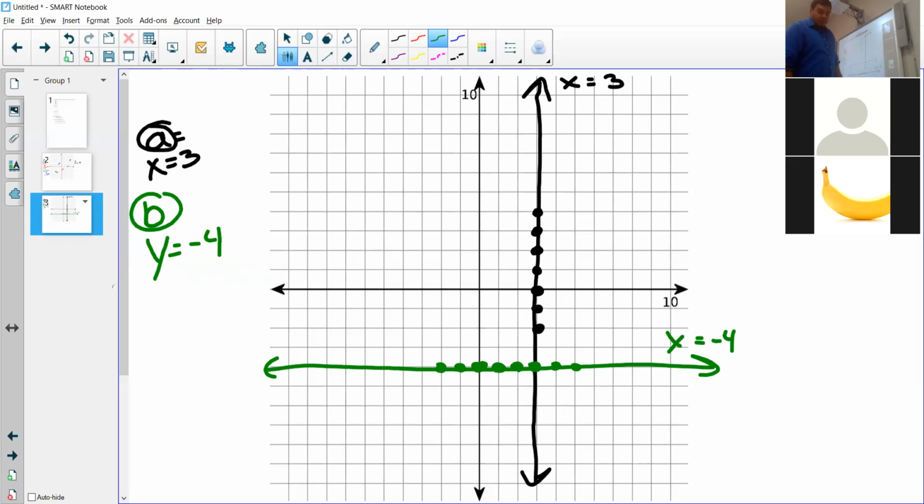Wait, every place for y equals -4, what's the rule for that? Yes, and that's going to end up looking like a horizontal line. When it's every place where y equals -4, that means it's going to be a horizontal line? Yeah. When it's y equals, it's going to be a horizontal line. When it's x equals, it's going to be a vertical line.